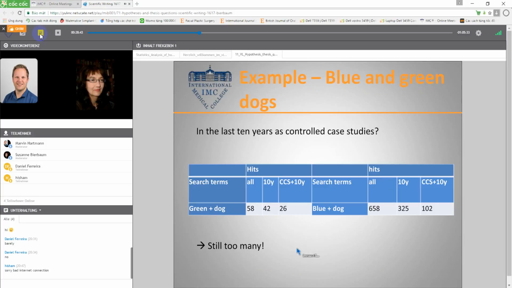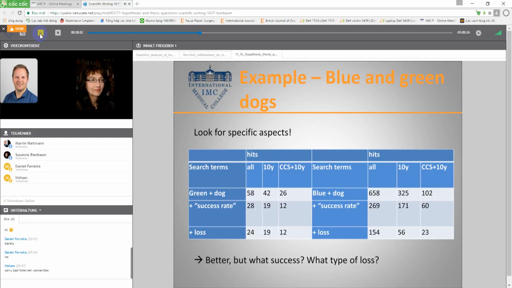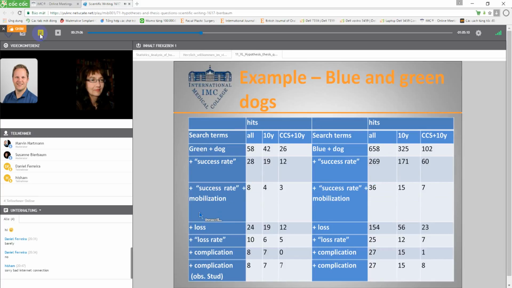That's using the filters. I think we talked about it, just 10 years or just clinical studies. I don't recommend it very much, at least not at this point, because it won't help you decide if there are possibilities to write about it. Add outcome parameters which you think might be helpful. The success rate, the loss rate, and you can find it by identifying it even more. Success rate for what? Mobilization, complication.